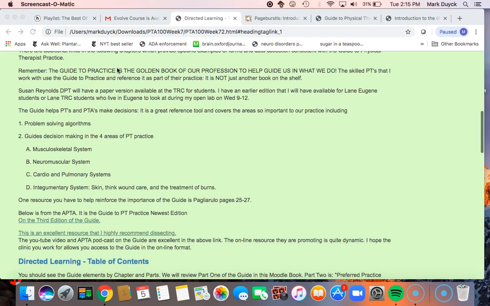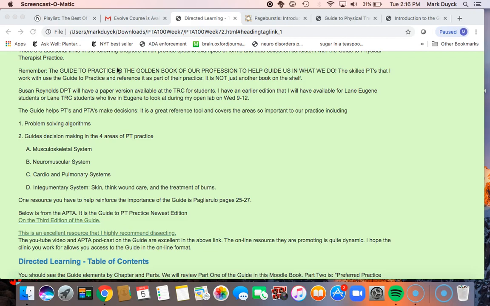It contains some very good problem-solving algorithms or templates to help a PT decide, based on a certain health condition, what types of interventions might be useful to address the impairments or functional limitations in regards to that particular person that has that medical problem.